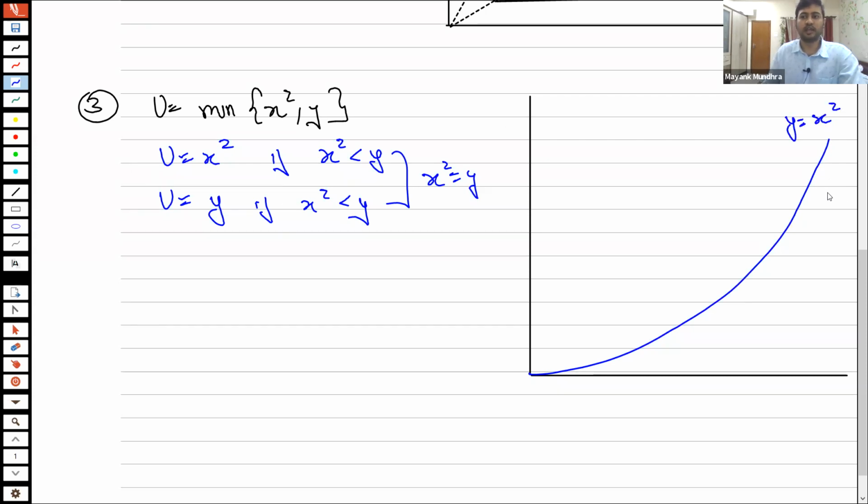To the right of this line, x is higher, so x square would be higher, so utility would be equal to y. And to the left of this line, utility would be equal to x square. Now, after that, take any utility value. Some utility value which is a perfect square is 4. So let us take utility value equals to 4. So 4 equals to y, y equals to 4. So that becomes a horizontal line. And x square equals to 4 is nothing but x equals to 2. Right?